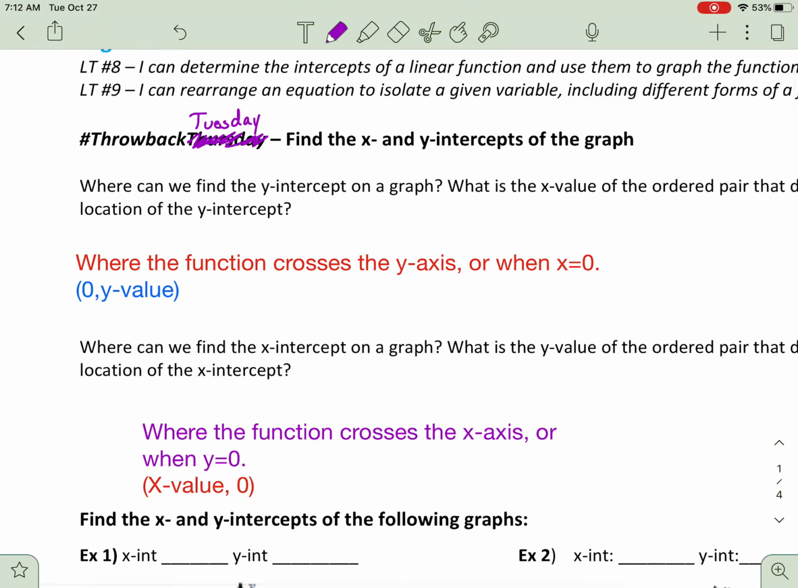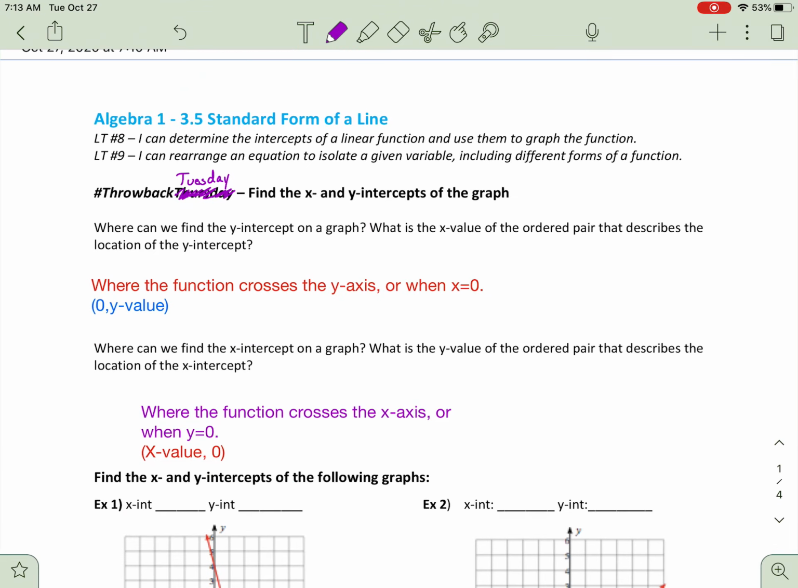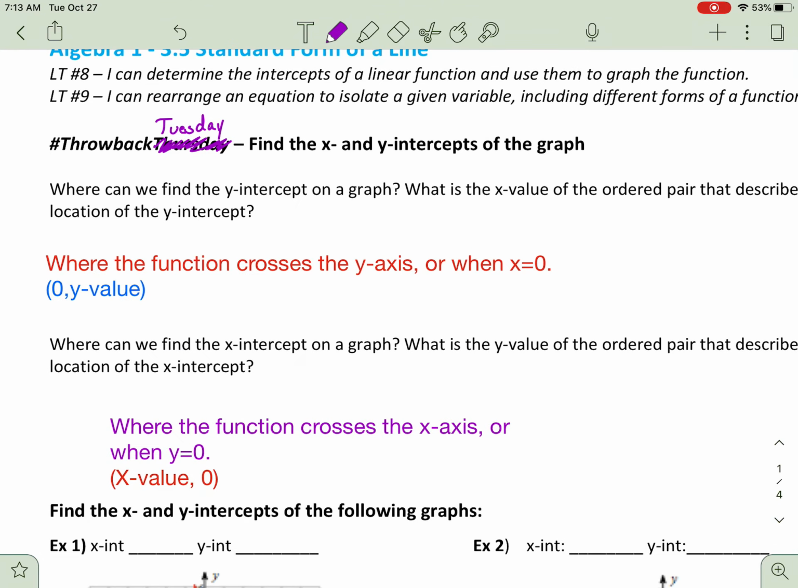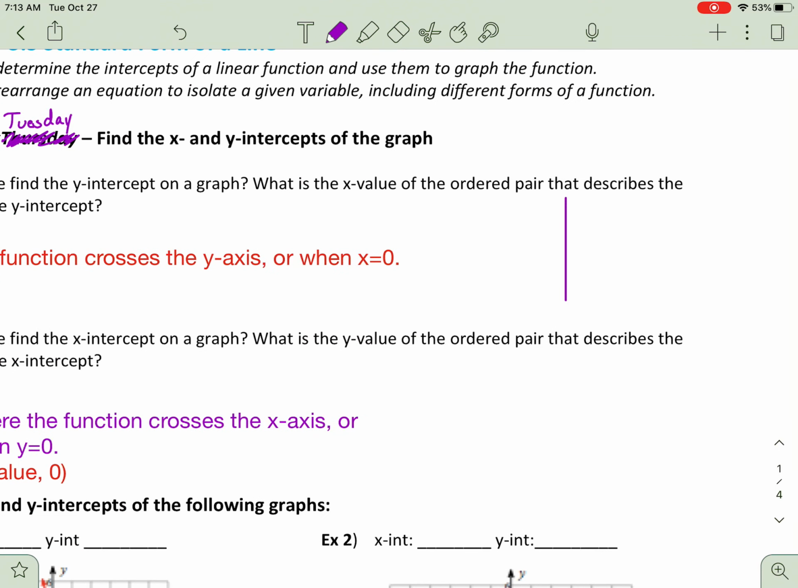But a couple things to recall, probably from Math 8, but a little bit from yesterday's assignment as well. First one is, where can we find the y-intercept on a graph? Well, what we know is that the y-intercept is when the function crosses the y-axis, or when x equals 0. Okay, so something that looks like this. If this is our graph, this is our x, this is our y, and let's say our function crosses the graph like here and here.